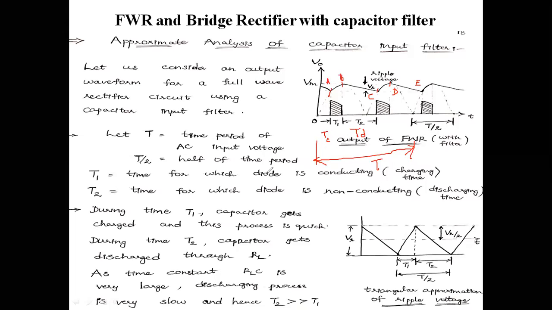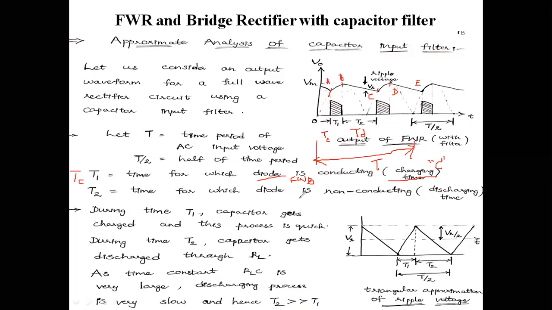T1 is the time for which the diode is conducting, or that is the charging time of the capacitor. That means this diode is in forward biased condition, in the conducting state. I can take that state as the charging time of the capacitor. Charging of the capacitor takes place. I can consider this time as Tc also.